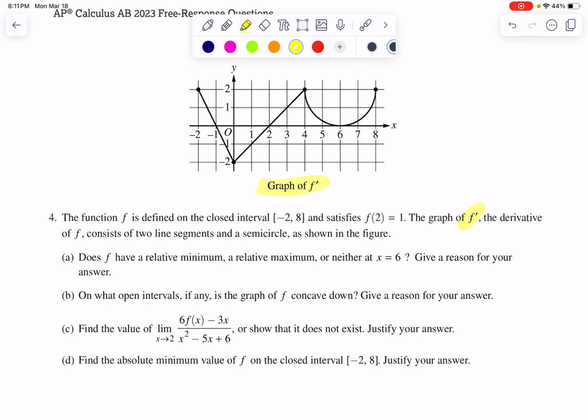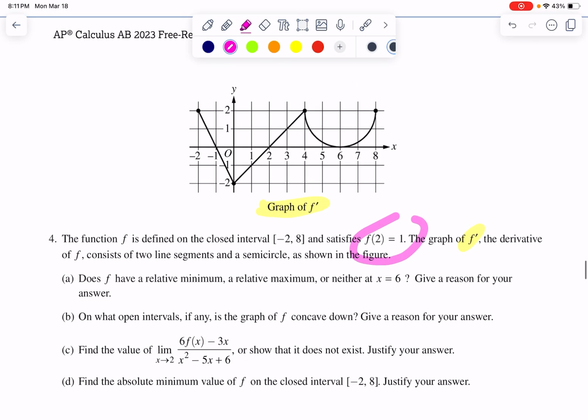Sometimes they give a slightly different relationship, and they might not literally call it f prime, but you have enough information to figure that out. So they cover their bases here. It's defined on the closed interval from -2 to 5, satisfies f of 2 equals 1. I'll almost certainly need that later. And the derivative is graphed here, so that means it's differentiable and therefore continuous.